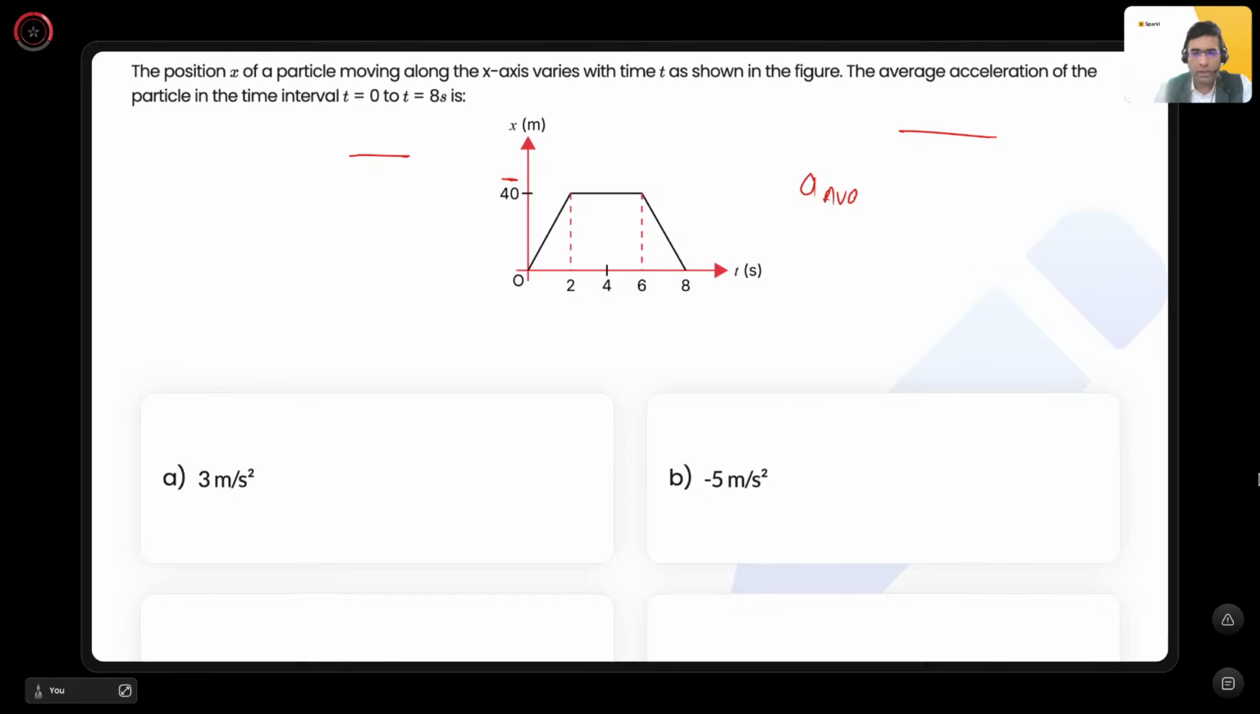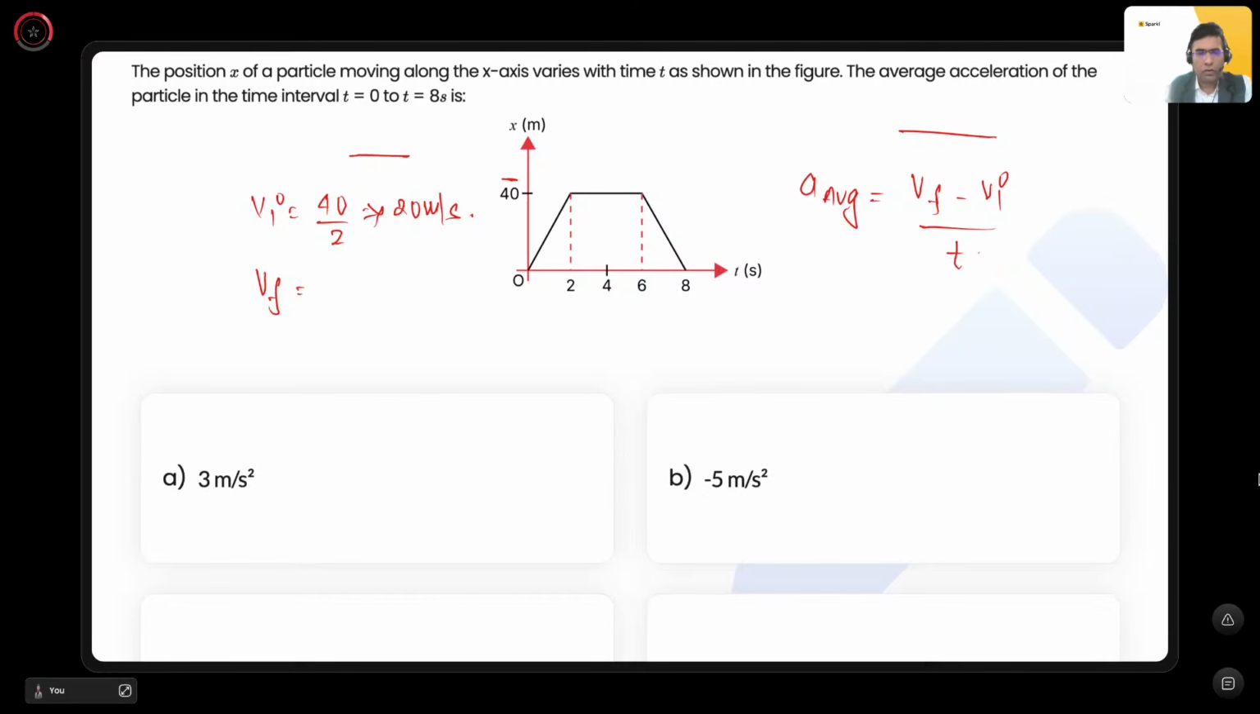What is average acceleration? Average acceleration is change in velocity, v final minus v initial, upon time. So we have to find the average acceleration in this interval. So let's find the initial velocity. What will be the initial velocity here? Velocity we get from the slope of the graph, right? So initial velocity will be 40 upon 2. It will be 20 meter per second. The slope is positive, so velocity is positive.